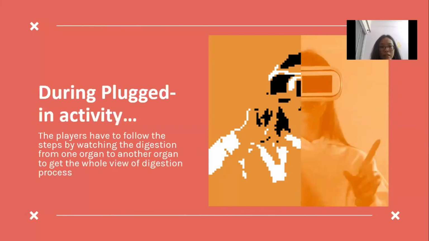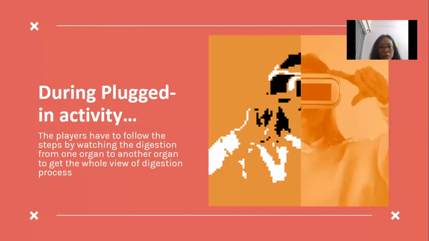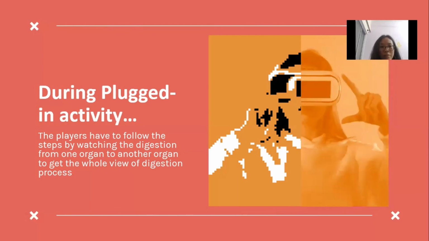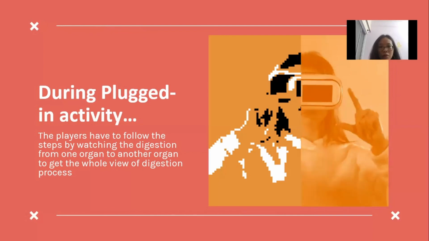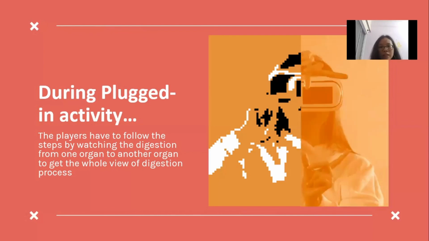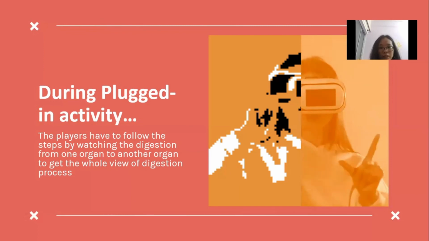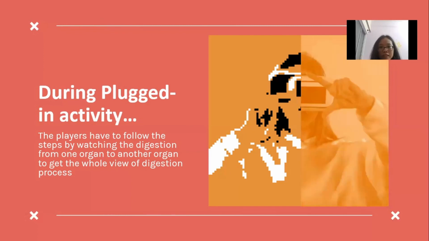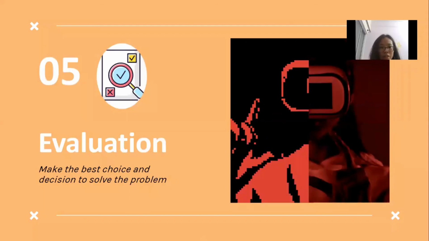But during the plug-in activity, the players have applied the algorithm thinking skill as they have to follow the steps by watching the digestion from one organ to another to get the whole view of the digestion process, so that when they come to the revision part, they have a whole view of the digestion process and can answer the question more easily. The fifth computational thinking skill is evaluation.